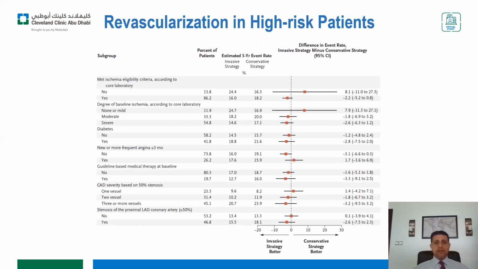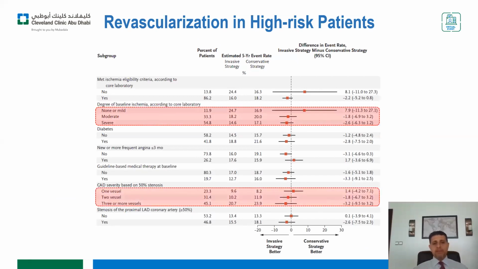In the ISCHEMIA trial, there was no heterogeneity of treatment effect by the extent of myocardial ischemia, anatomic extent of disease, and whether there was or was not involvement of the proximal LAD, suggesting that these features did not modulate the benefit of revascularization on the endpoint.